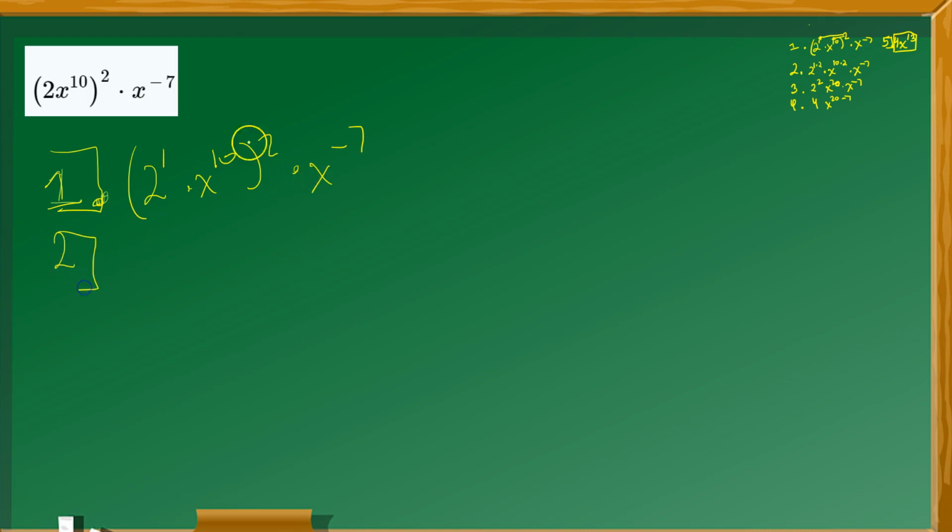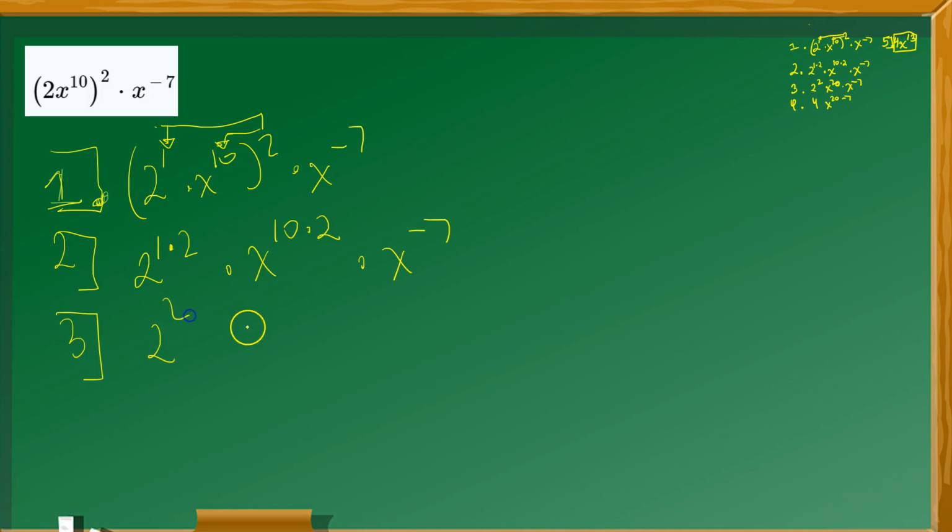Step number 2, you distribute that 2 over to the 1 with multiplication and over to the 10 individually. So you'll have 2 to the 1 times 2, and then times x to the 10 times 2, and then times x to the negative 7. So I distributed the 2 to the 1 and the 10 individually. I then simplify the exponents. This is now 2 to the second times x to the 20th times x to the negative 7th.